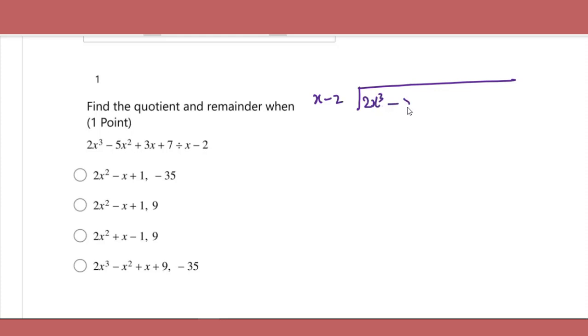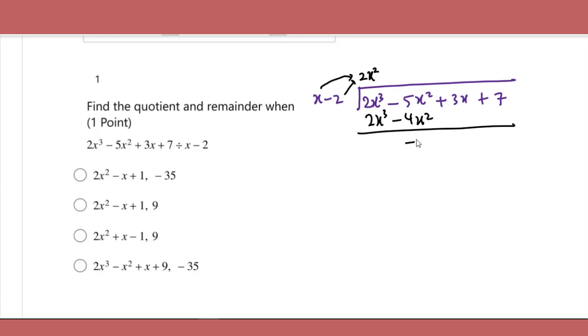2x cubed minus 5x squared plus 3x plus 7. Make sure the degree is decreasing. Then the next step is you're going to get rid of this by multiplying x with the 2x squared. So 2x cubed, minus negative 4x squared. So minus, so is negative x squared. The next step, bring this one down, plus 3x.